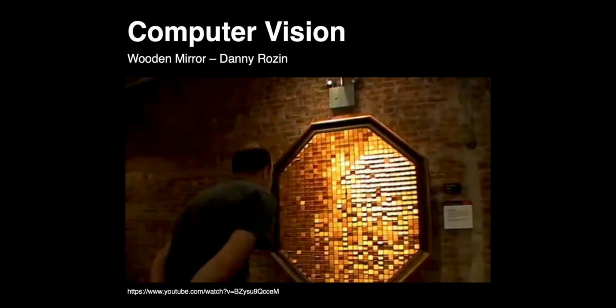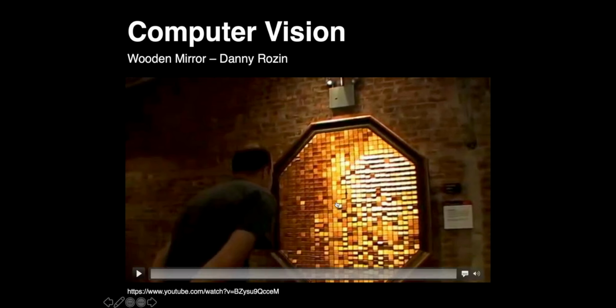So one last project, this is Danny Rozin's Wooden Mirror. And this is using computer vision. There's a little camera inside in the middle here that is hooked up to a computer, and it's doing some basic analysis on the pixels of the video that it's seeing. Based off of that, it's adjusting the angle of these little wooden pixels up here. When the angle is pointed up, it's brighter. When it's pointed down, it's darker. So you can see the image being passed into these wooden pixels, which is really beautiful.